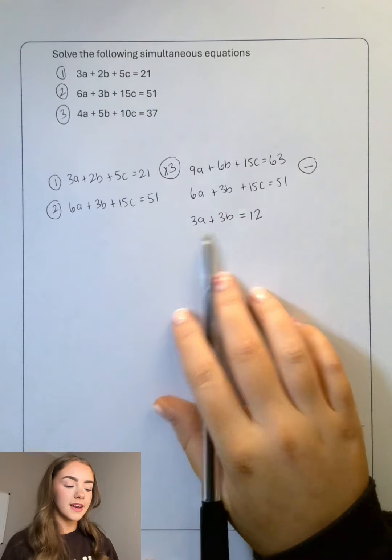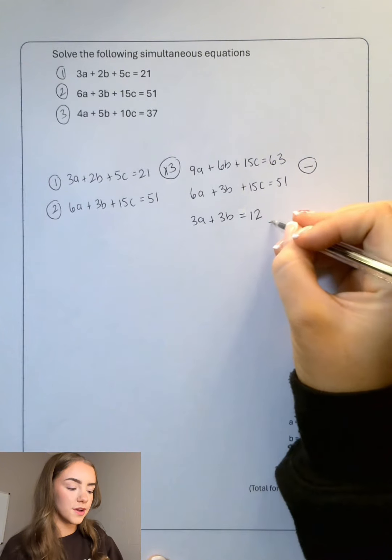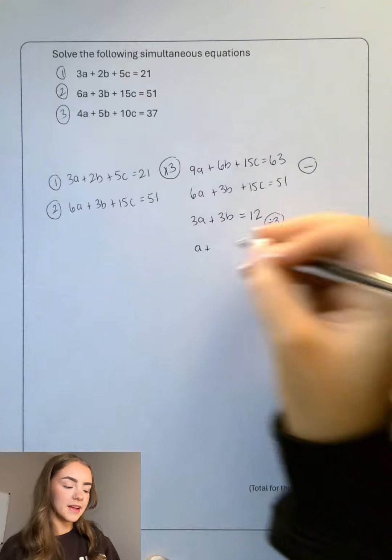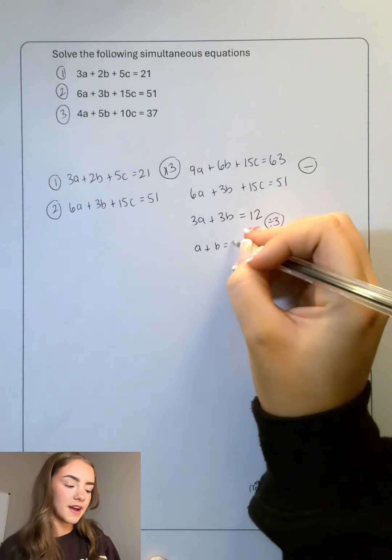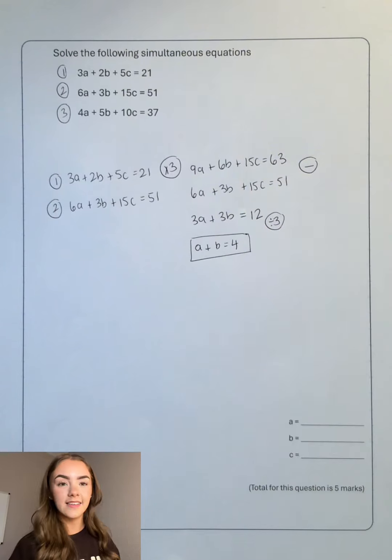is 12. We can actually simplify this equation further because all of these terms are multiples of 3. So let's divide through by 3. 3a divided by 3 is a, 3b divided by 3 is b, and 12 divided by 3 is 4. So now we have an equation just in terms of a and b. Let's see if we can find another equation just in terms of a and b.